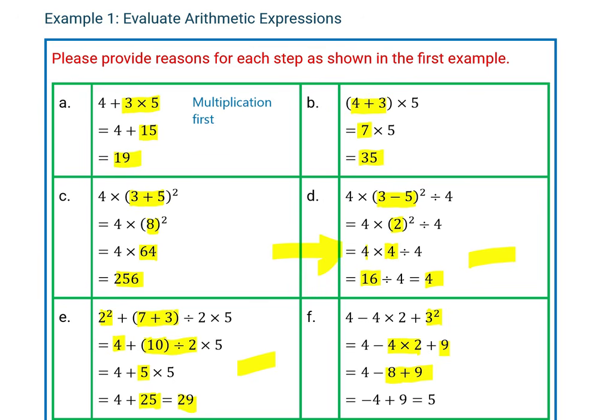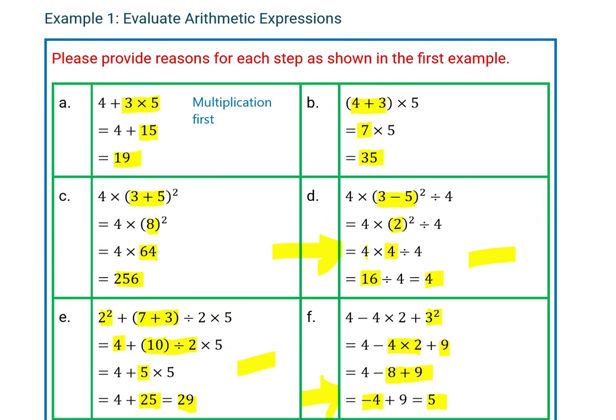So do not try to add first and then subtract. If you go from left to right, 4 minus 8 is minus 4. And then you add 9 to it to get 5 as your answer. So I hope this is absolutely clear.